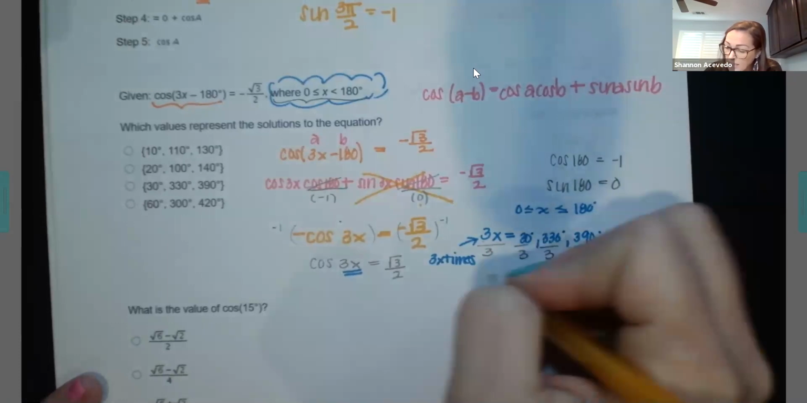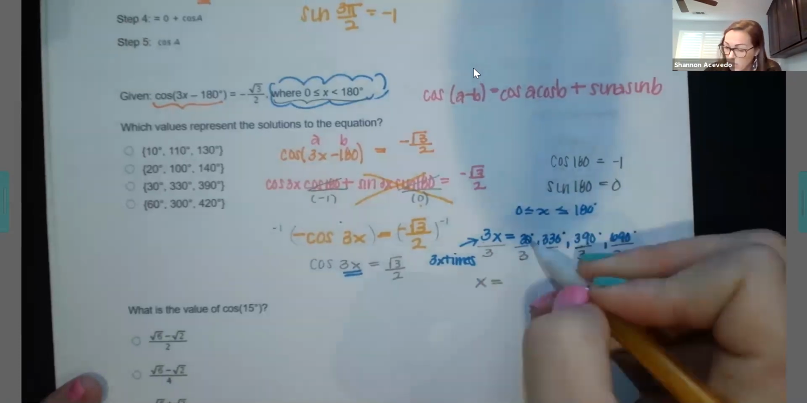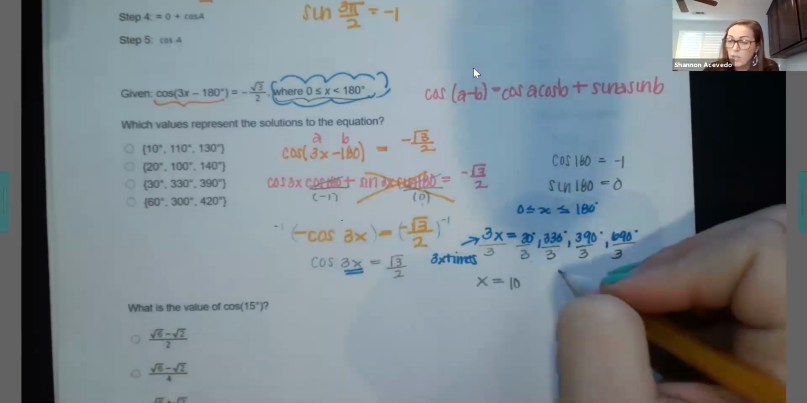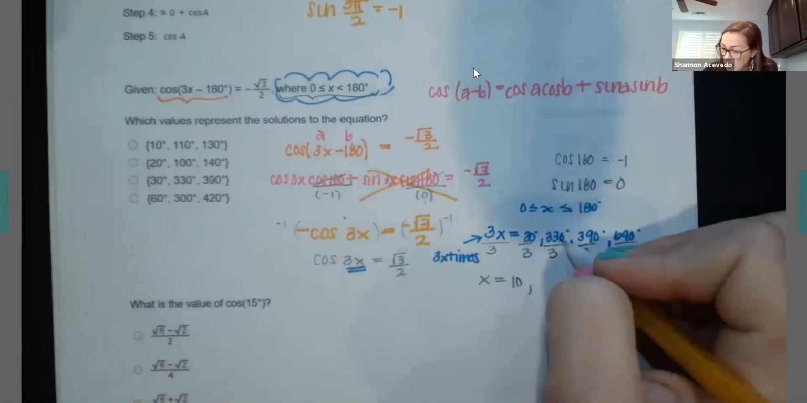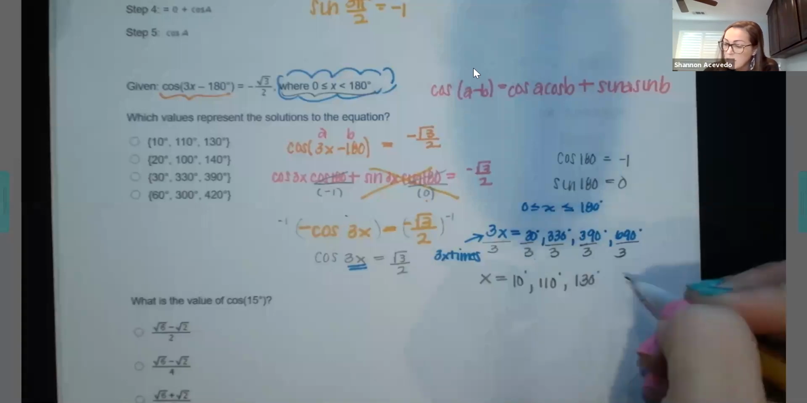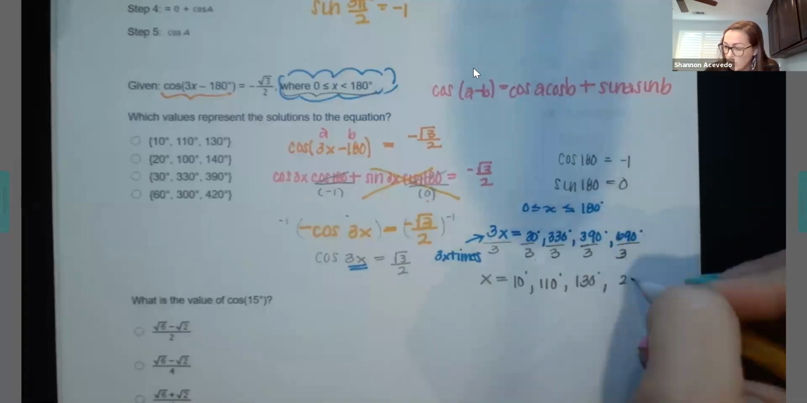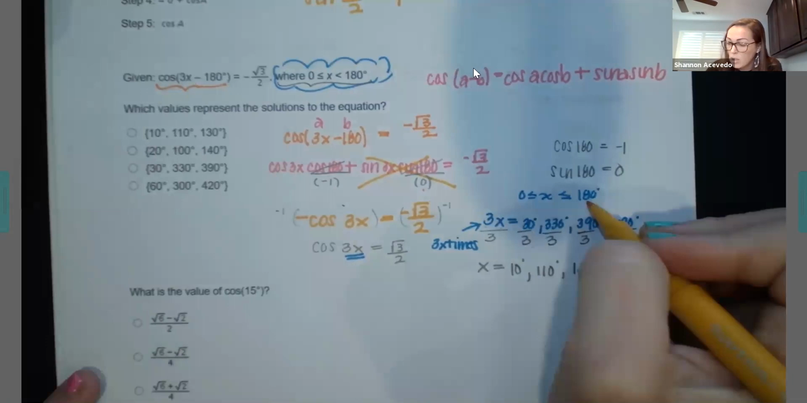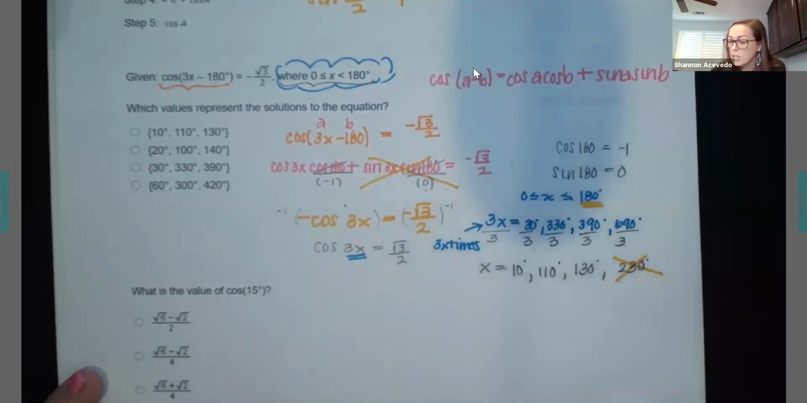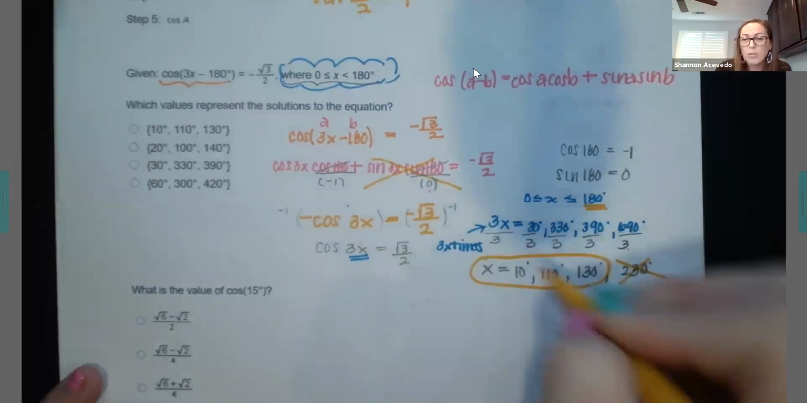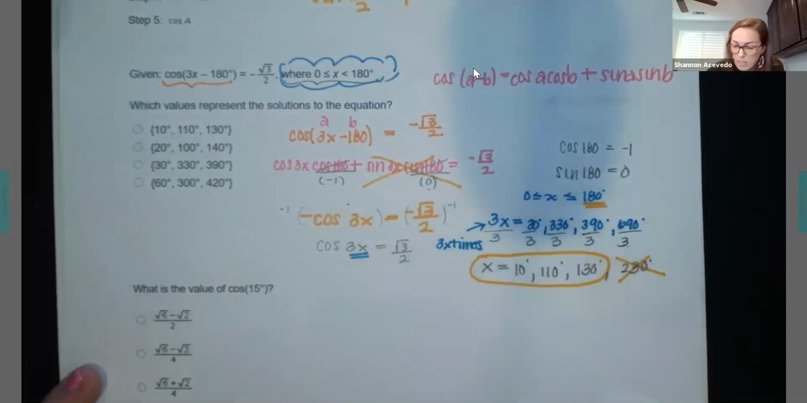So I end up with x is equal, 30 divided by 3 is just going to be 10. This is going to be 330 divided by 3 is 110. 390 divided by 3 is going to be 130. 690 divided by 3 is 230. But look, remember, we only want in between up to 180 degrees. So this one doesn't work. We don't care about that one. So the only values that we cared about are going to be these ones right here, those values right there. And that's going to match up with this right here.